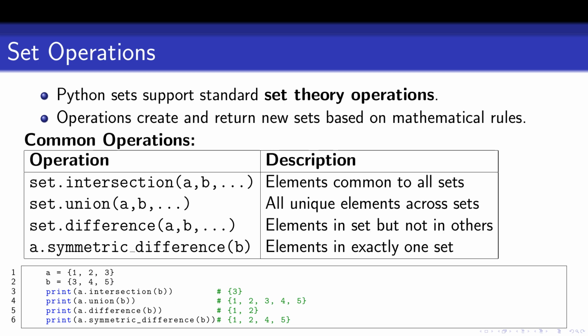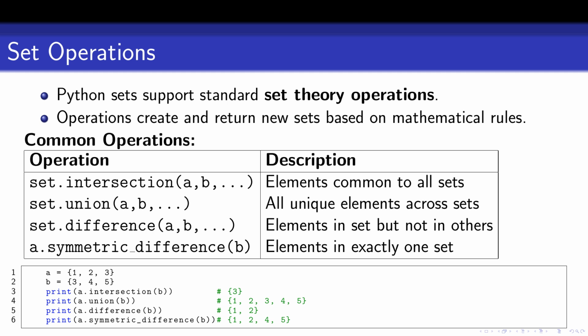One of the most powerful aspects of sets is their support for traditional set theory operations like union, intersection, difference, and symmetric difference. These allow you to combine or compare sets in flexible ways. The intersection method returns only the elements common to all sets, while union collects all unique elements from multiple sets. The difference method returns items found in one set but not the others, and symmetric difference gives the elements that are unique to each set but not shared.